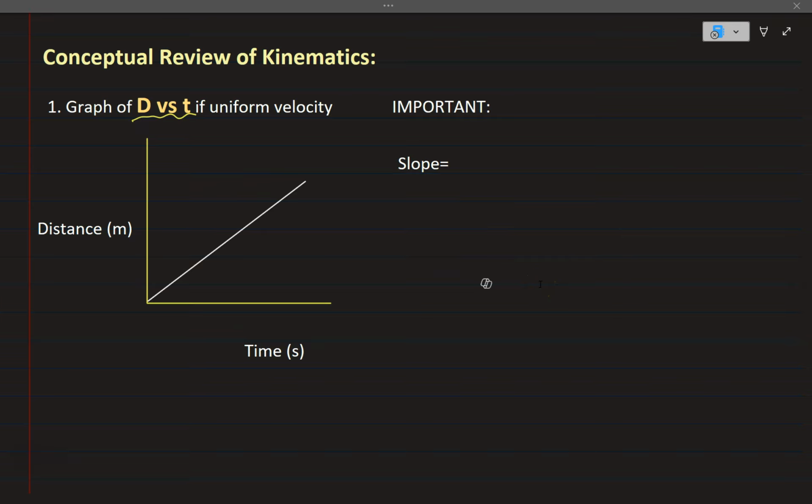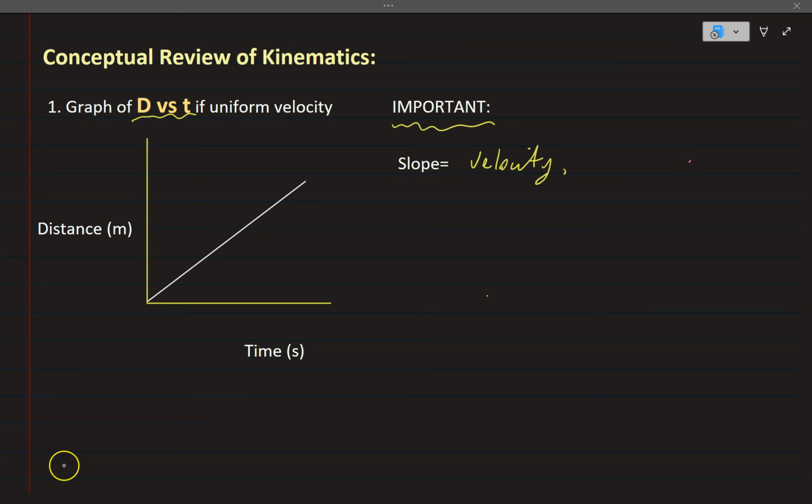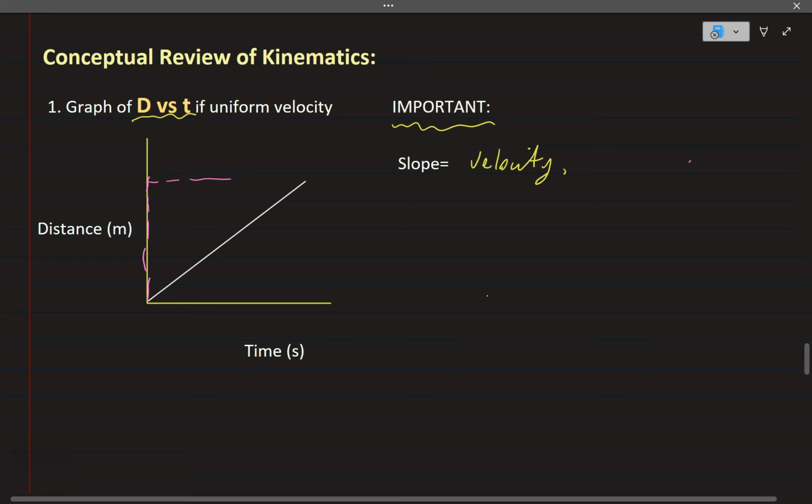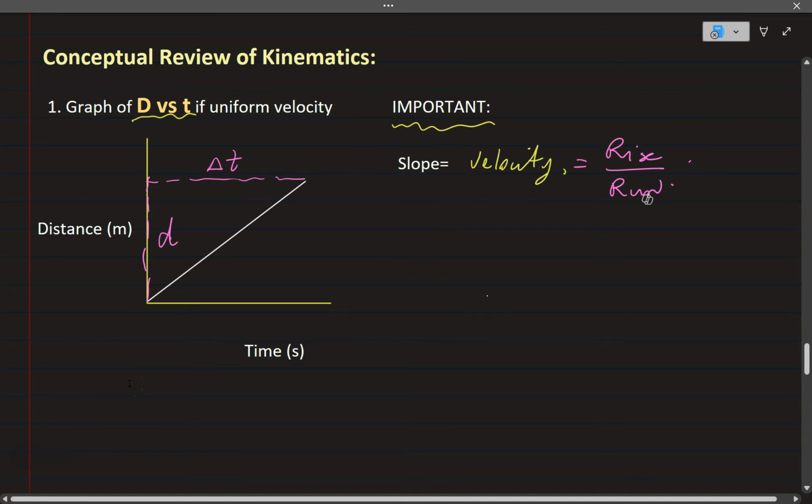And the slope of this line, that's the important piece right here. The slope of this line is the velocity because slope is rise over run. So you go up for rise, then you go across for run. So basically you have delta d on top and delta t on the horizontal. And that's what the velocity is, rise over run. Okay, so the slope of a d-t graph is the velocity. All right, simple as that.